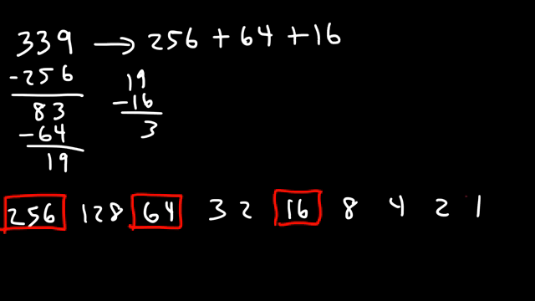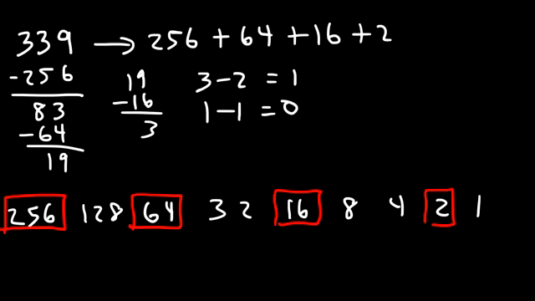And then the next highest number that's under 3 is 2. And so 3 minus 2 is 1. So let's put the 2 here. And then 1 minus 1 is 0. So we need to include the 1 as well. And then check the work.